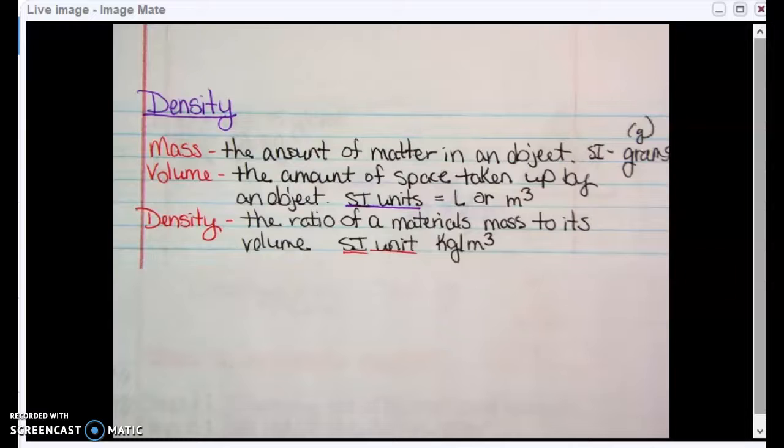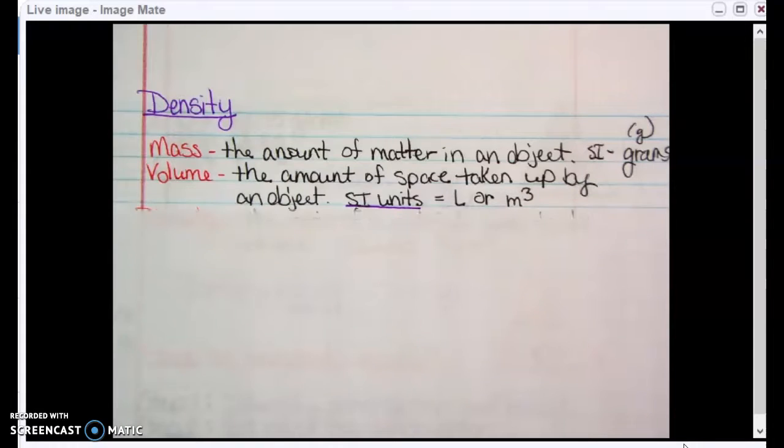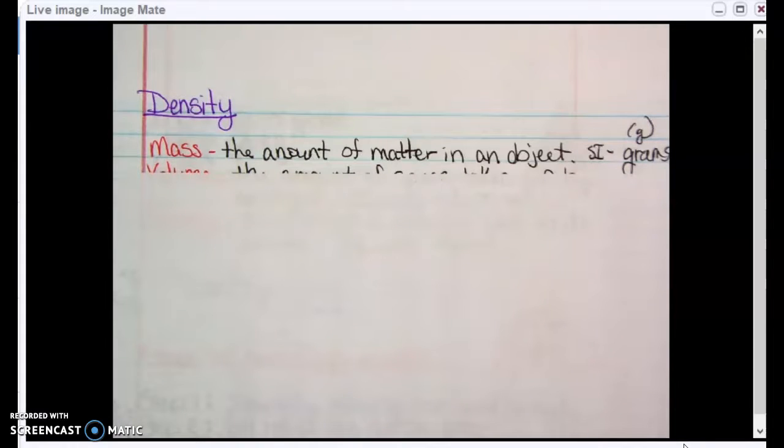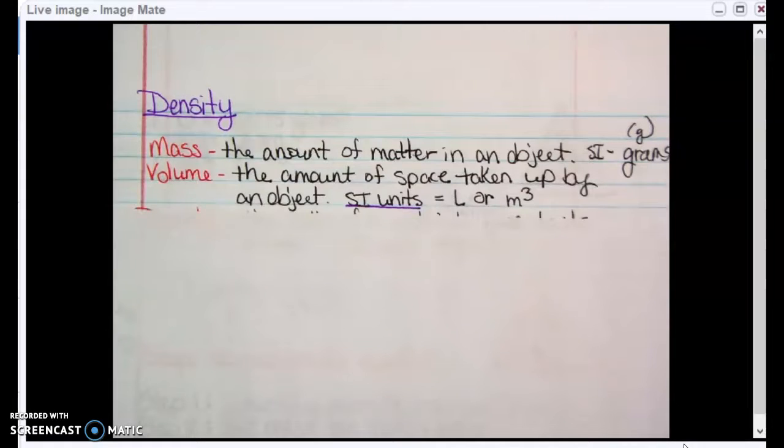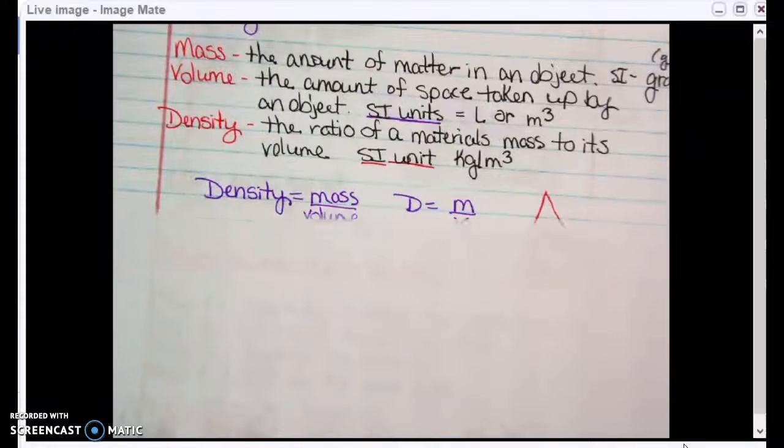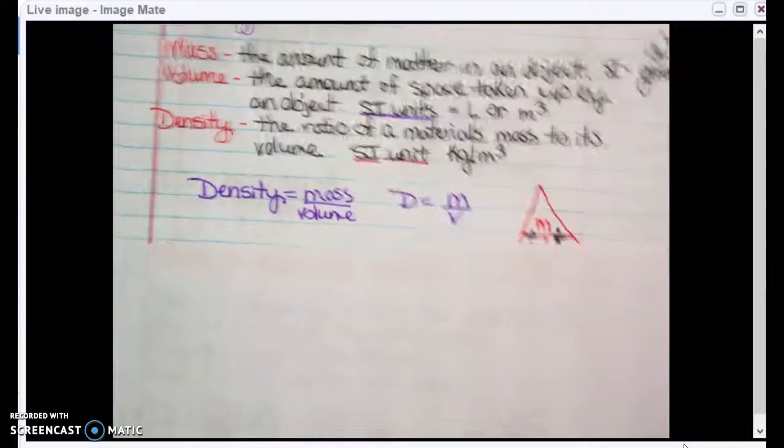The SI units for density are kilograms per meter cubed or grams per centimeter cubed, any of those prefixes, but it has to be grams and meters, okay? So grams per meter cubed. And mass is the amount of matter in an object. Its SI units are grams. And volume is the amount of space taken up by an object, and its SI units are either liters or meters cubed.